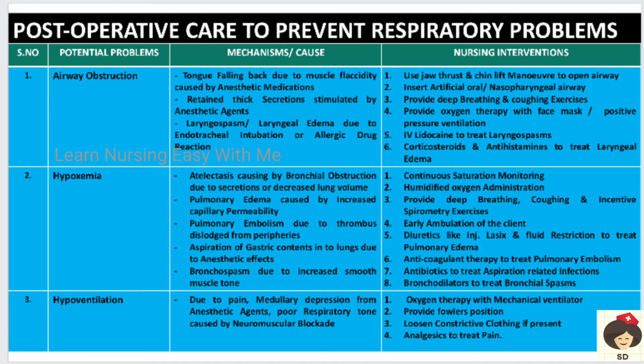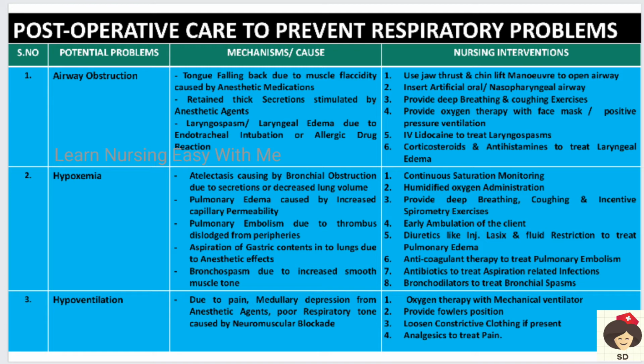This can be because of the tongue falling back due to anesthetic effect, when the tongue has no control, and thick secretions will be there, and laryngospasm and edema can occur because of intubation. So the nursing intervention is jaw thrust and chin lift maneuver, and an artificial oral or nasopharyngeal airway you can provide to open the airway, and deep breathing and coughing exercises can be taught. Oxygen therapy can be given with a face mask or a CPAP machine, and lidocaine to treat laryngospasm, and corticosteroids and antihistamines will treat the laryngeal edema.